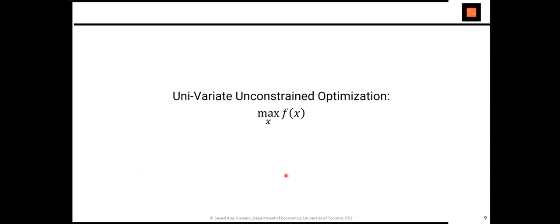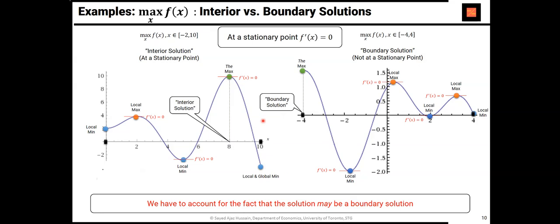Let's start with single variable function unconstrained optimization. Here are two examples. Here's a function. Notice I haven't told you what the equation is because I'm lazy. All I tell you is that its domain is -2 to +10, so x can only take values between -2 and +10. You can see the graph wiggles up and down.